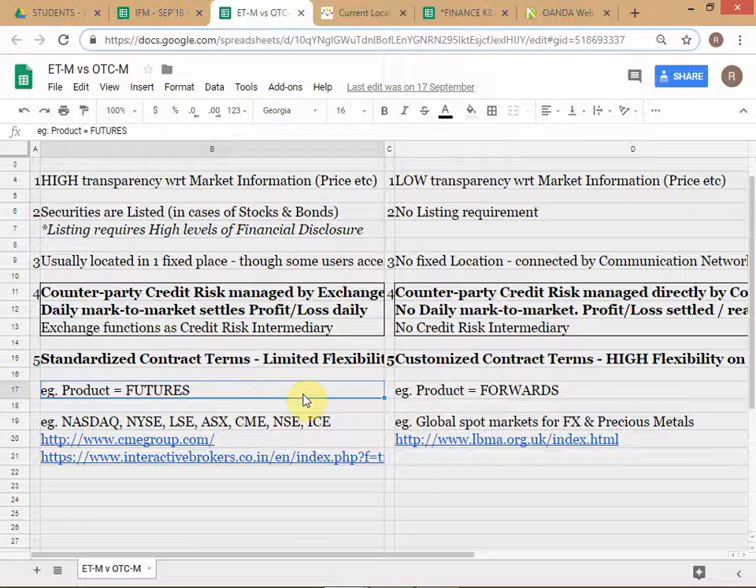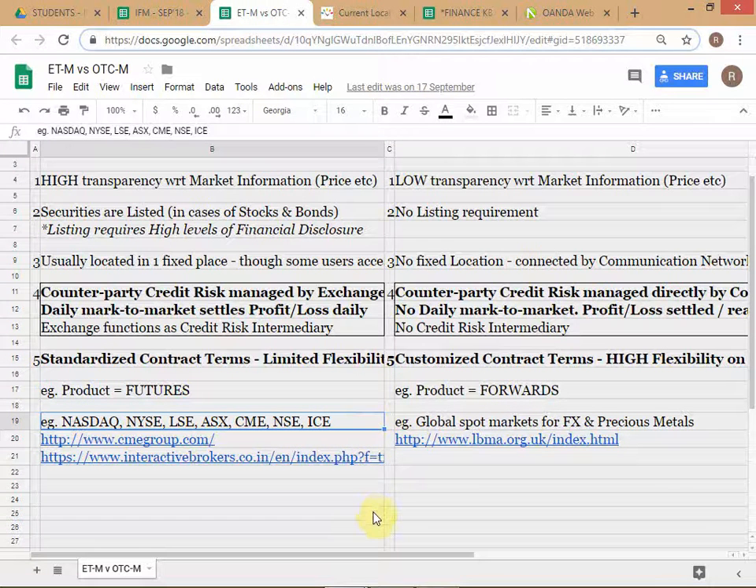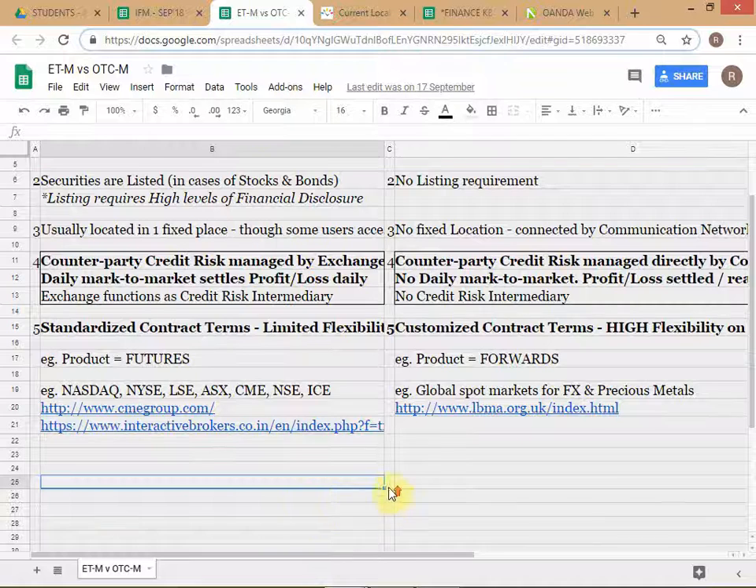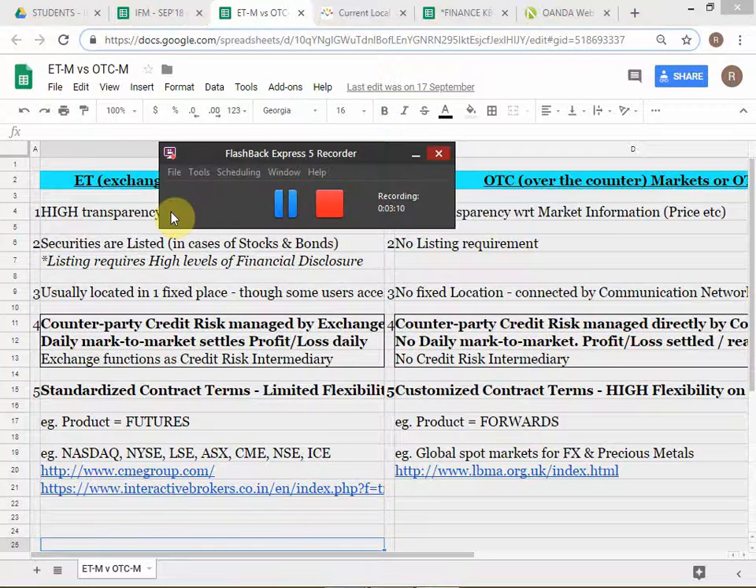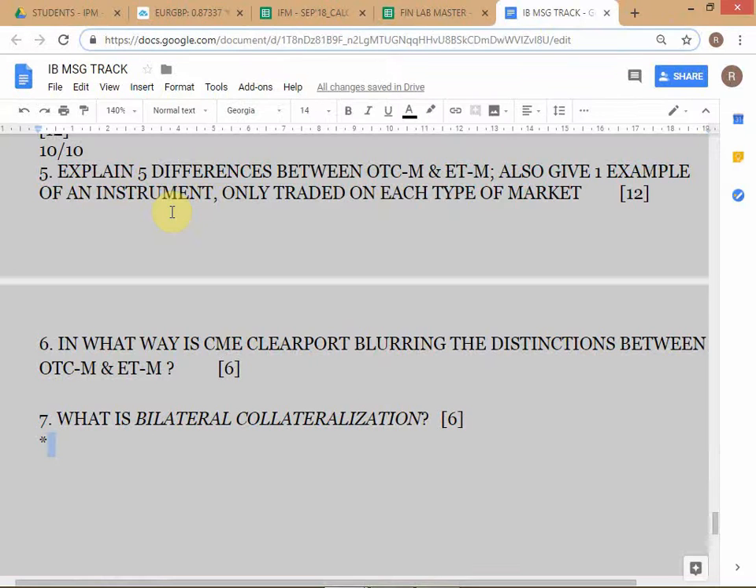Only one team mentioned that contracts are standardized, that's fine, that is reasonably close. Most of you didn't answer this properly. So standardization itself doesn't mean much. This part you got right, that futures and forwards, some of you got right. So this is fine, as far as this question is concerned. Any other questions on this first question? Anybody has any questions on the first question?